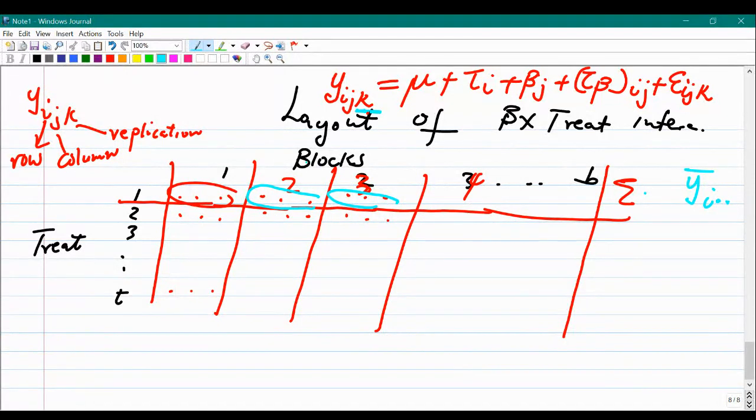So check here, guys, because you are focusing on the what? You are focusing on the rows. So when you want to find the sum of the first treatment, that's why you said it's Y_i. You are focusing on the rows. That is why it is there. You are not focusing on the blocks, and you are not focusing on how many replications you have from each cell. Your focus is on the rows.